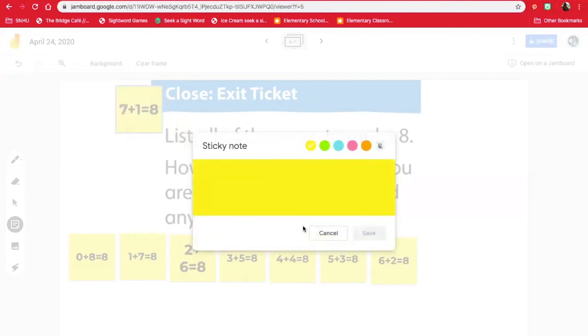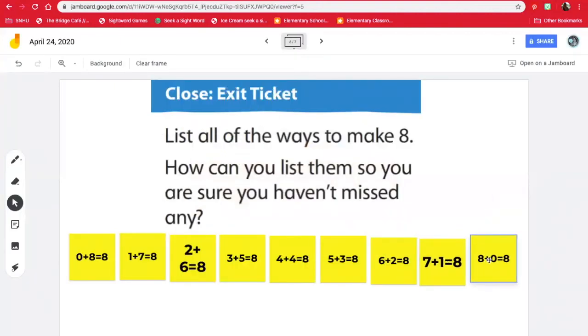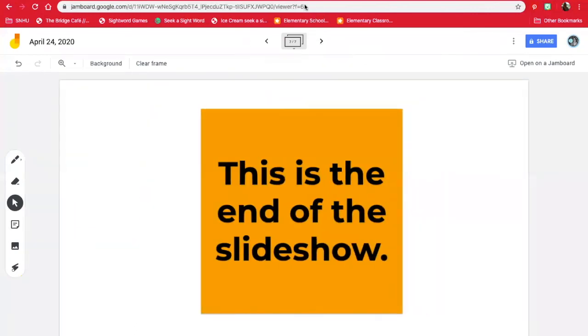And last but not least, 8 plus what? 0 equals 8. So there we go. Those are all of the ways that we can make 8. And that is the end of our slideshow for today.